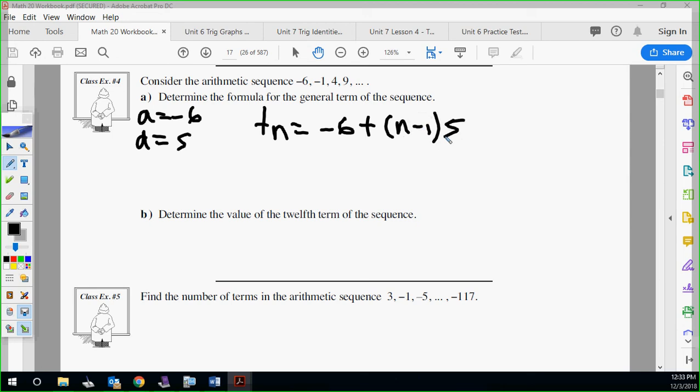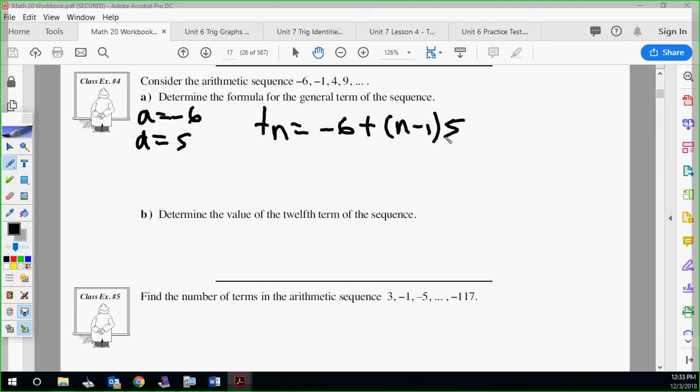What's that? Because it's always 1 back. The reason it is that is because we start with the 1 right here. So we're always going to be 1 more than we need because of the start, which is why we do n minus 1. For the general term, it's always n minus 1 for the pattern.